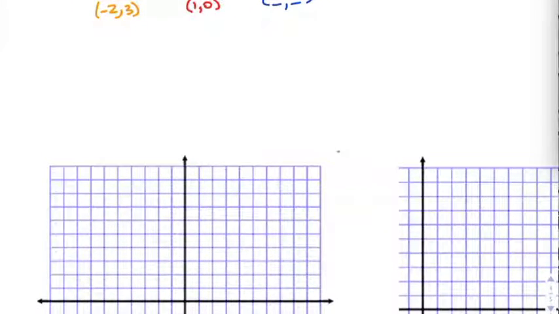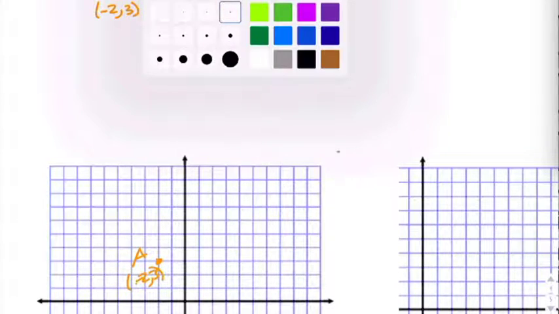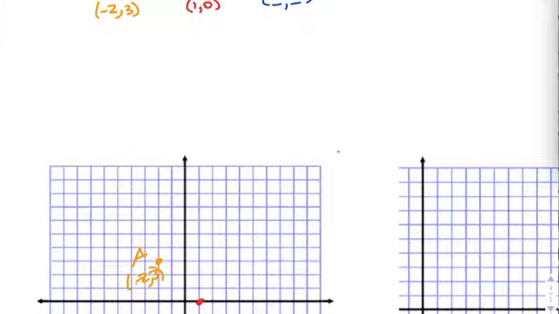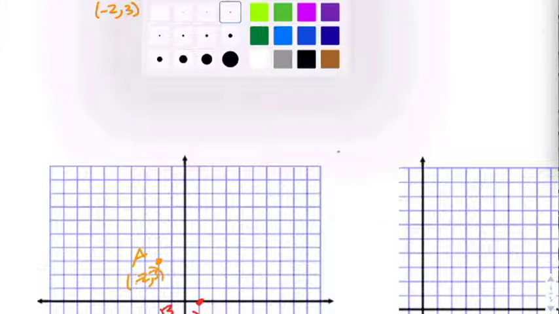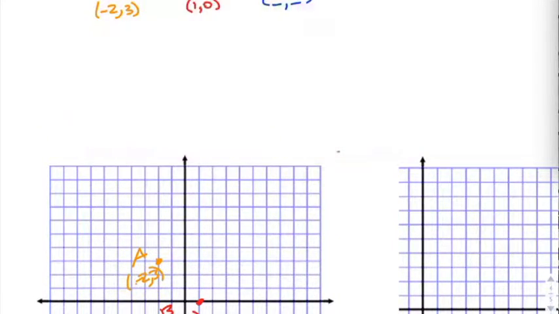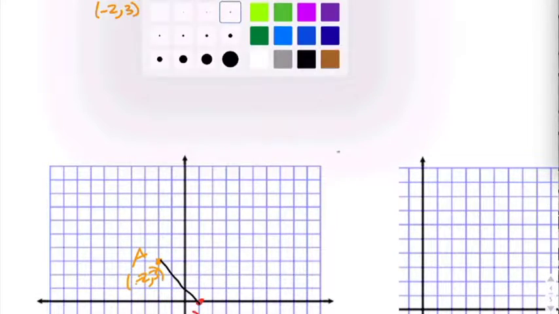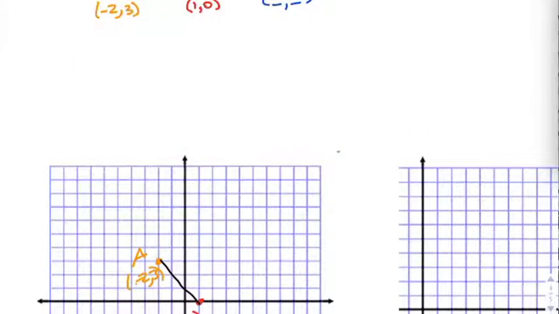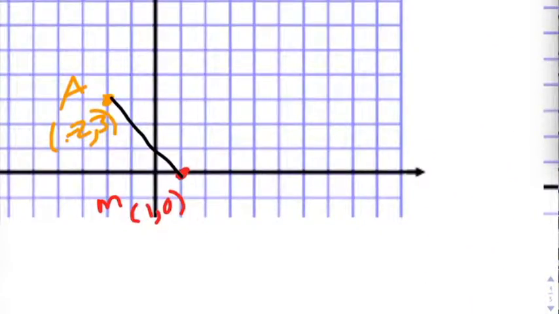Let's actually transfer these values to the graph. So A is going to be -2, 3. Okay. M is going to be 1, 0. Okay, and they want us to find B, the other point. So we have A connects to M. Okay. And this is going to travel to some B value down here-ish.